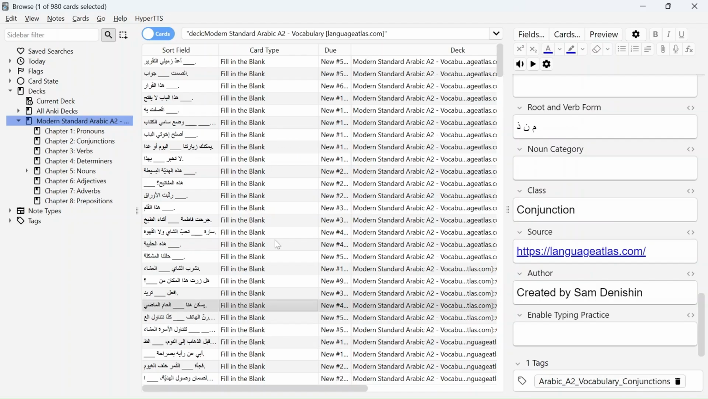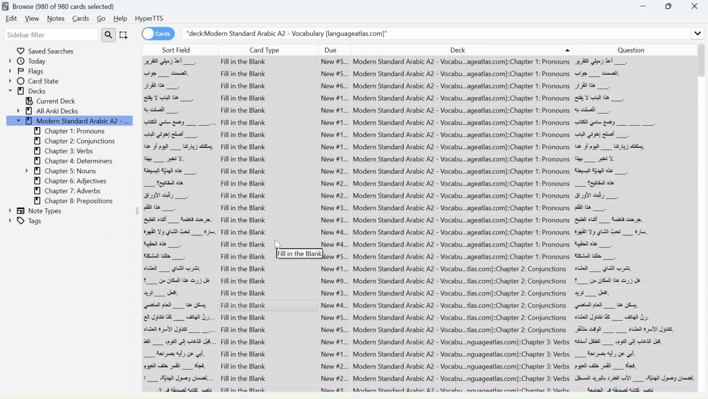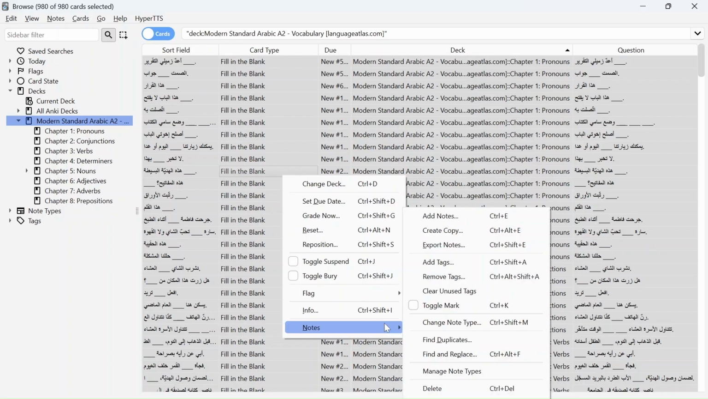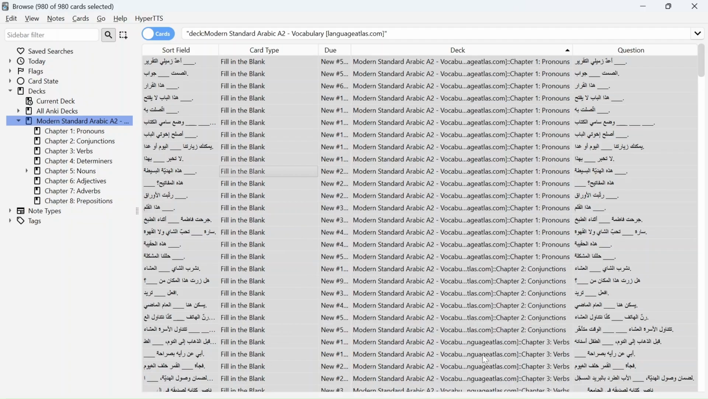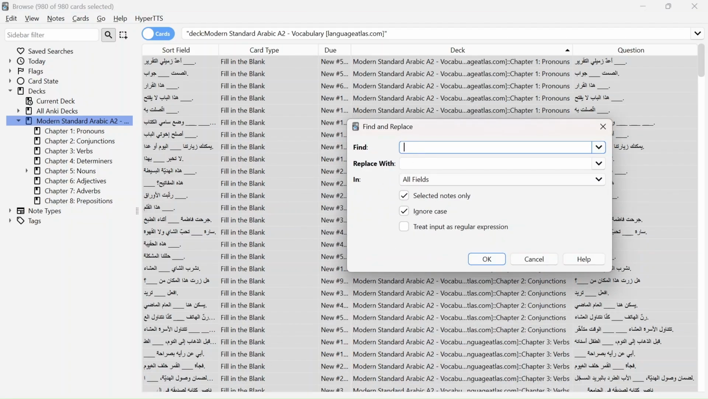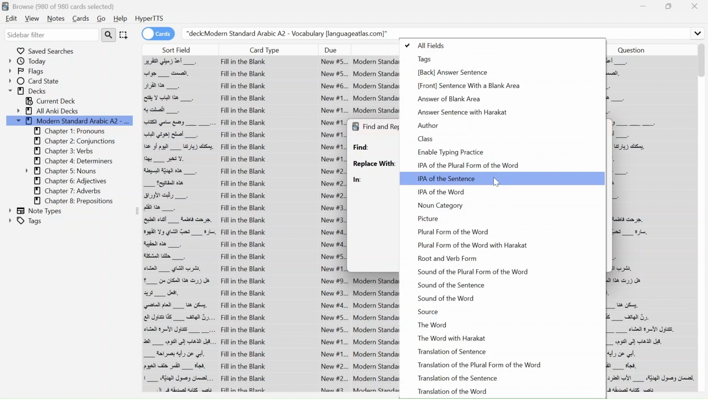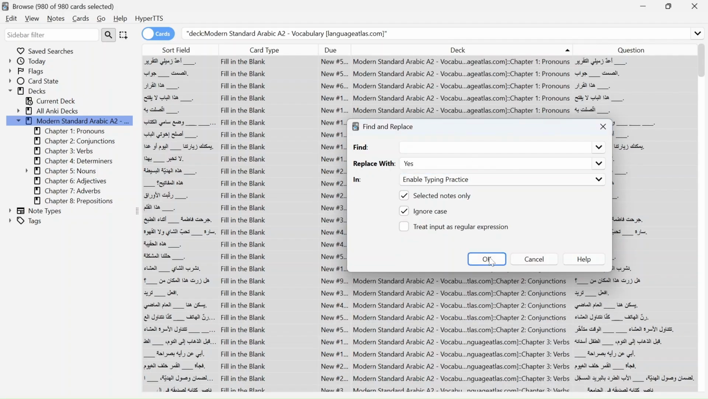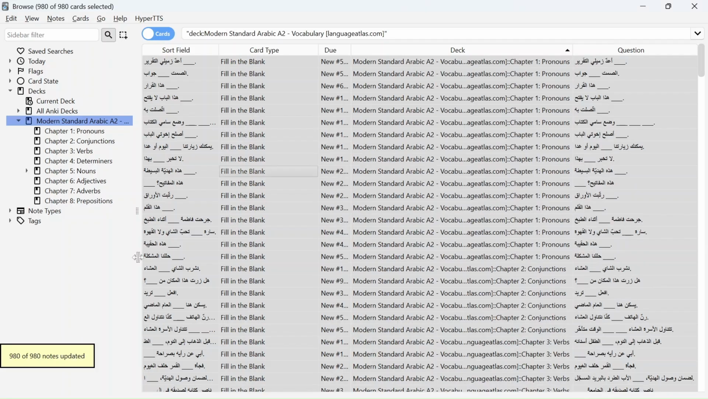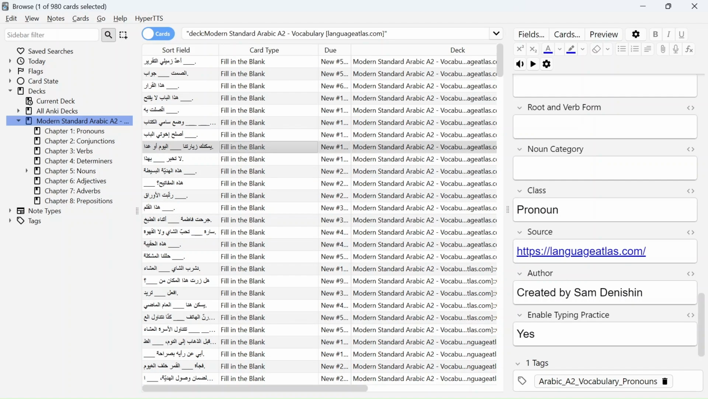So click on any card, it doesn't matter which one. Then do Control A or Command A. Right mouse click, Notes, and we look for Find and Replace. What we want to do is find what is currently nothing, and replace it with the word yes. And in which field do we want to do this? We want to do this in the Enable Typing Practice field. Click on OK. And you can see that all the notes have been updated. All the sentences have been updated. And you can see over here, there is a yes.